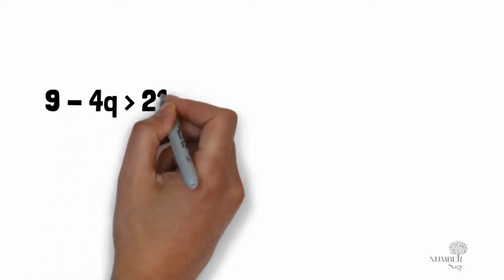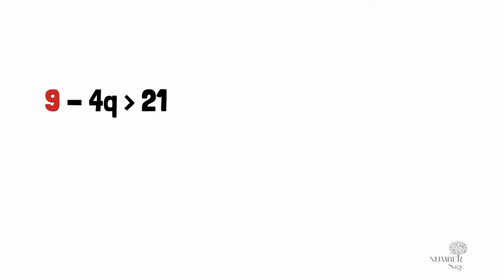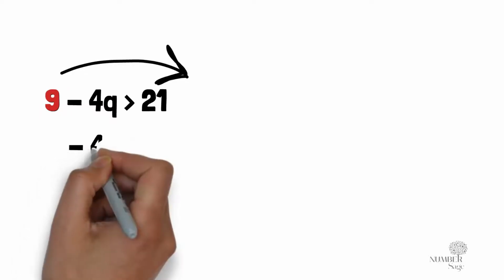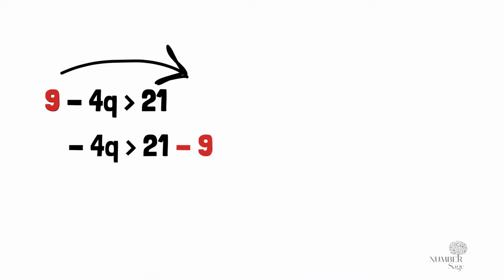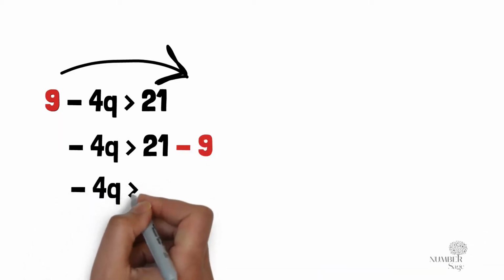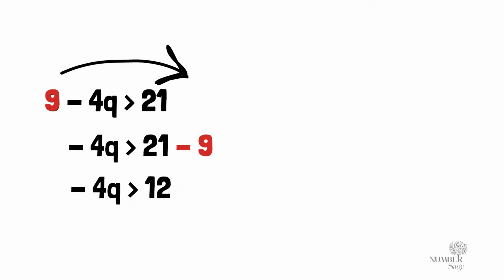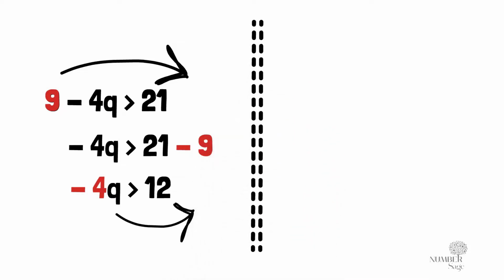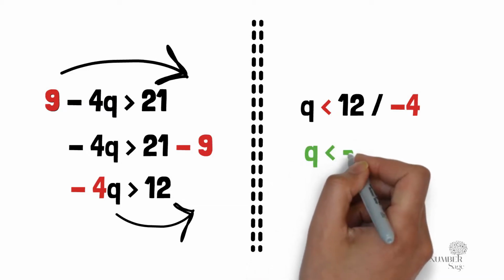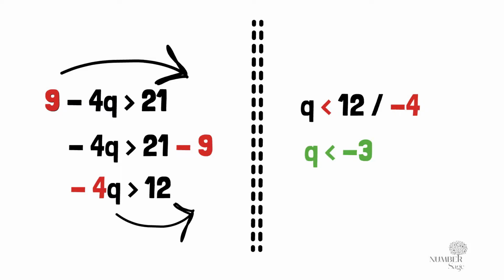For example, let us solve this question. 9 minus 4q is larger than 21. To find q, firstly, let's move the positive 9 to the other side, which will change its operation to negative 9. We can further refine it to become negative 4q is more than 12. Next, let's move the negative 4 to the other side. If you notice, it's a negative number multiplied with q. When we move it to the other side, it will change the operation to become 12 divided by negative 4. And since we are moving a negative number from one side to another when multiplying or dividing, the inequality symbol also changes direction. Further solving the question will give the final answer of q is less than negative 3.